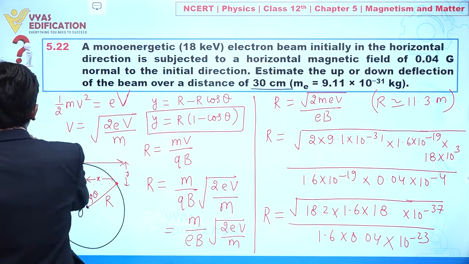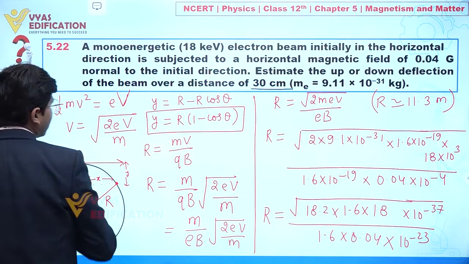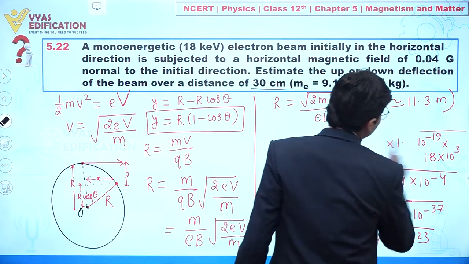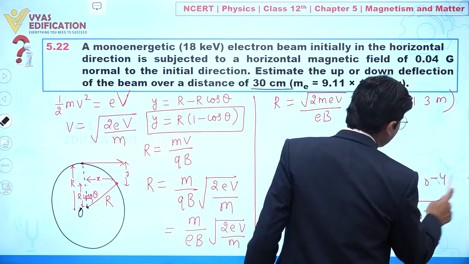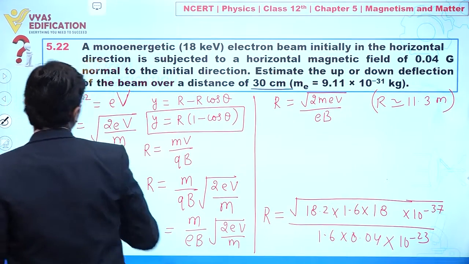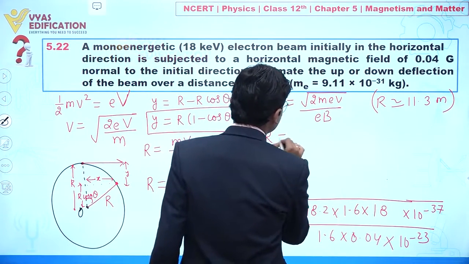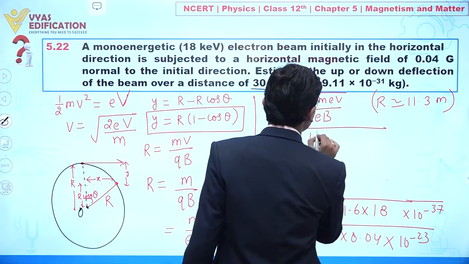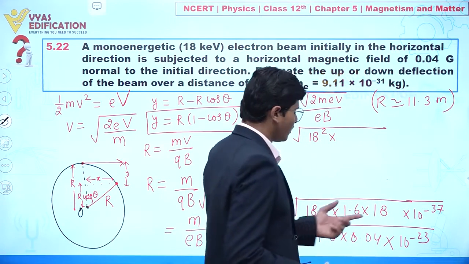So now, sometimes students say, sir, please do some calculation. Okay, let's do some calculation. I'm just giving you a rough idea, but okay, let's do it here. So value of R we can write like this. I'm just assuming 18 multiply 18, so I can say this is 18 square multiply 1.6.